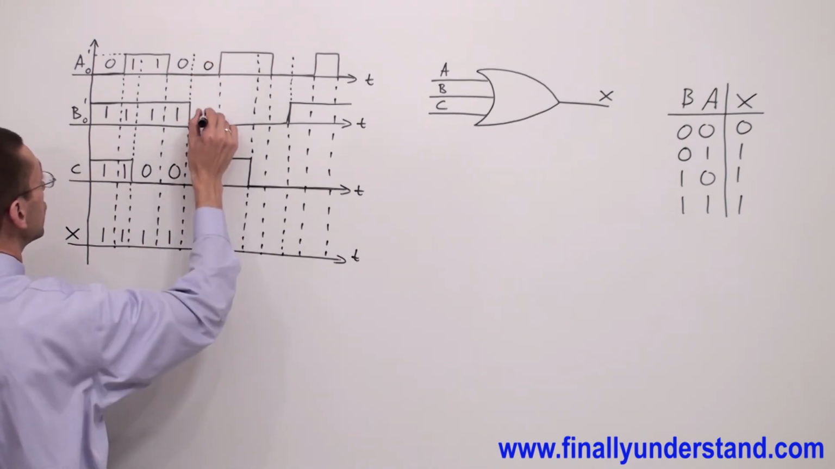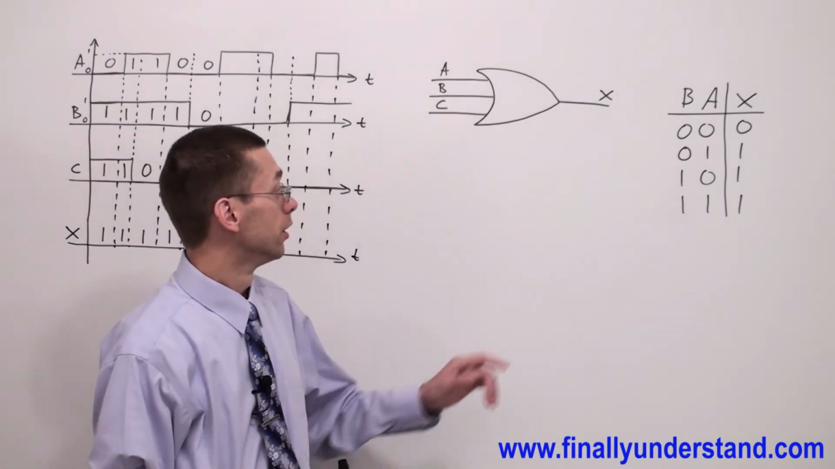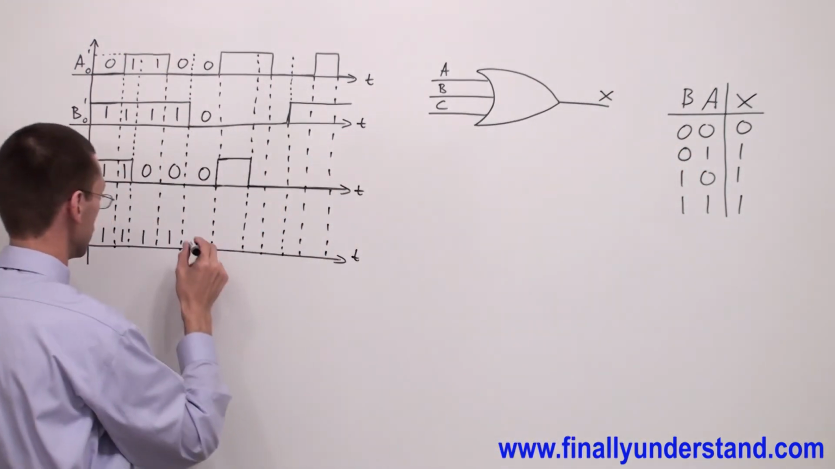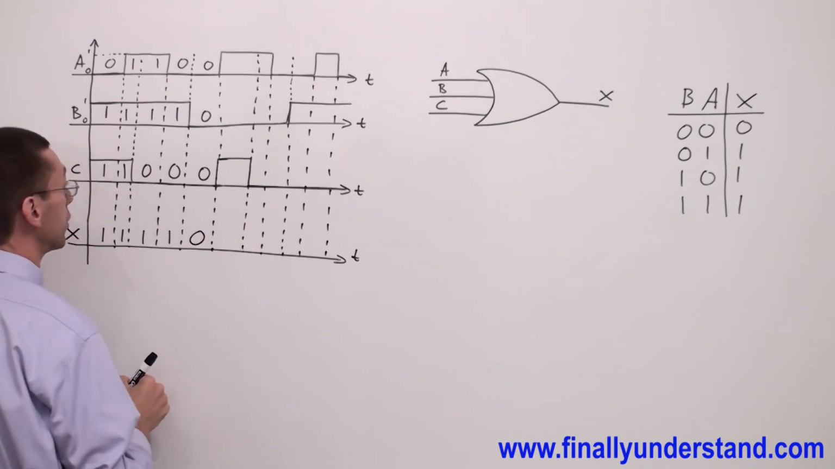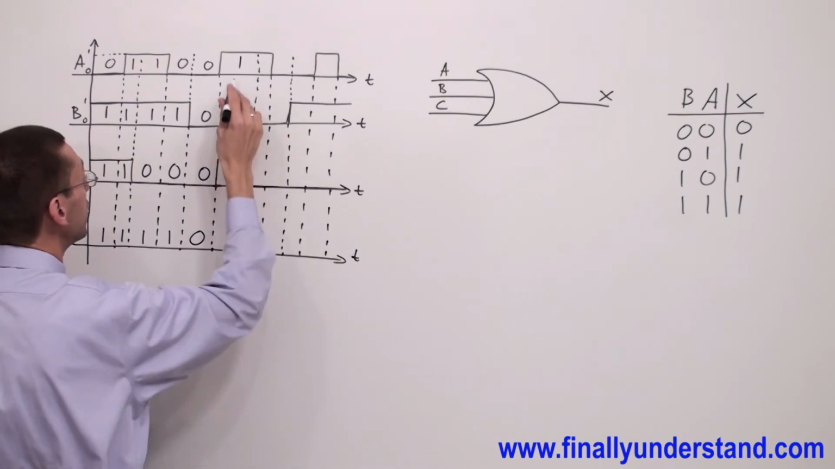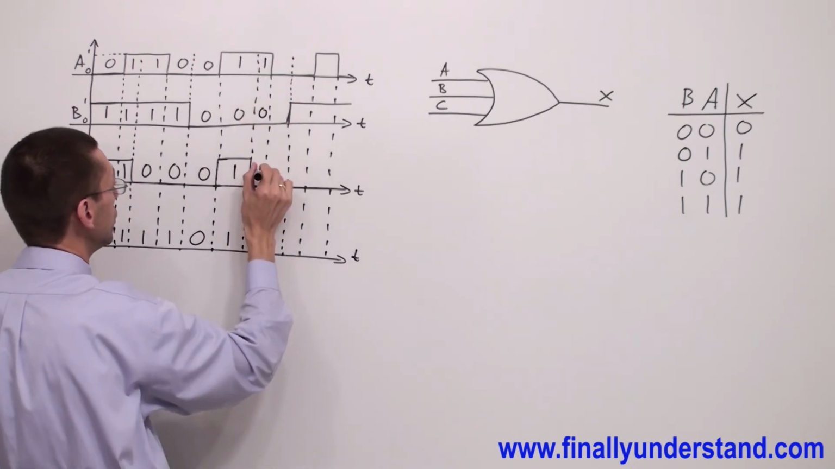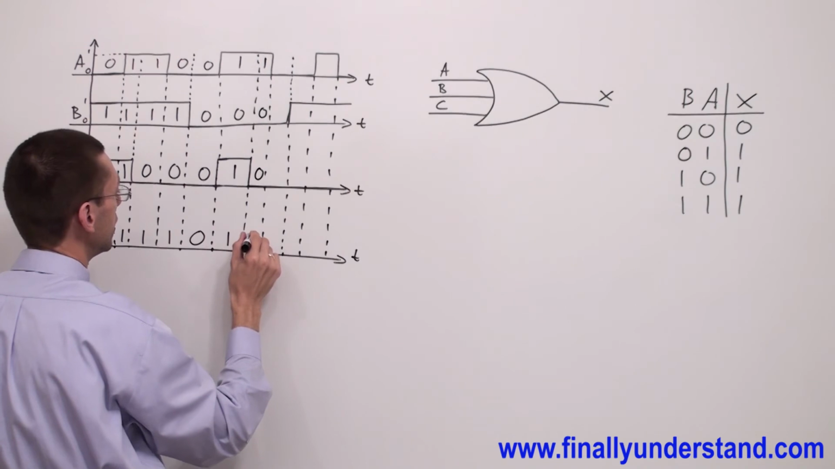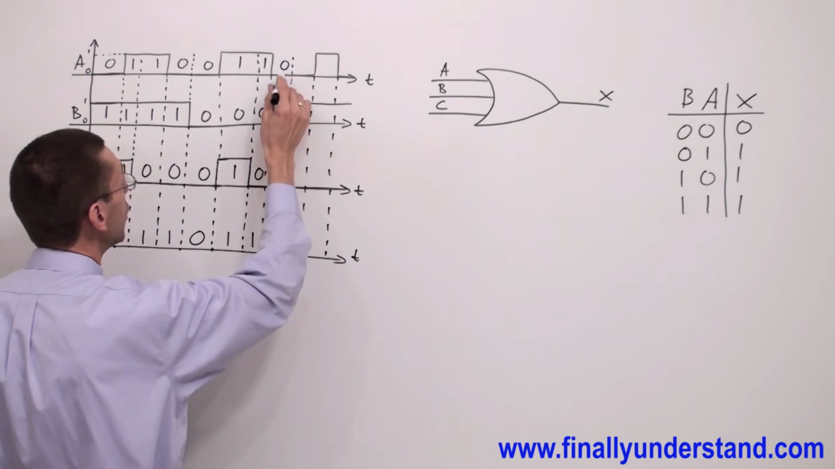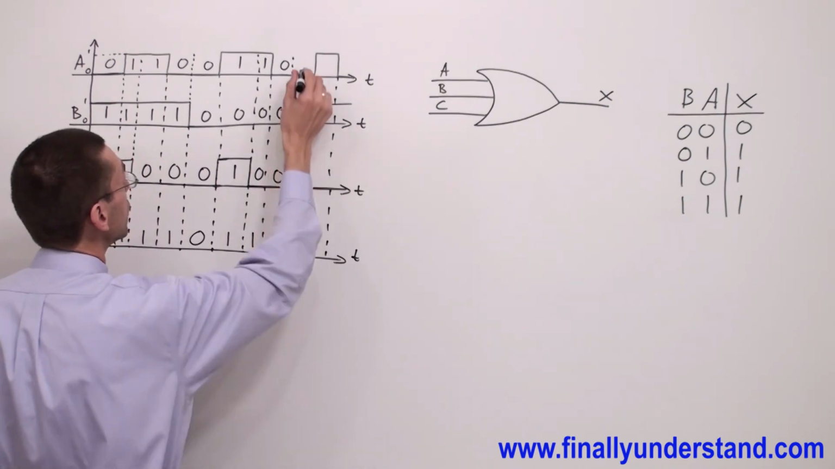I have 0, 0, 0. Now all my inputs are receiving zeros. When all inputs are zeros, the output is going to be 0 level also. Next we have 1, 0, 1. We have 1s, that's why the output is 1. We have 1, 0, 0, and I have 1 over here because I have a 1. Then 0, 0, 0. All my inputs are receiving zeros, that's why I have 0 at the output.